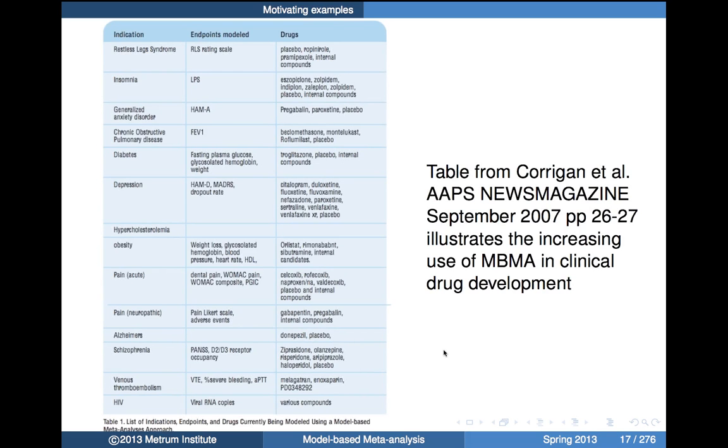This was just to give you some illustration of some of the uses of model-based simulation that have been reported, and actually what you're looking at here is a table from an article that Brian Corrigan did a few years ago that illustrated the increasing use of model-based meta-analysis. Well, this is about 5.5 years ago, and thus it's a bit long in the tooth. If you actually take a look now, both in published literature as well as things like abstracts and things like PAGE and ACOP, you'll see that the list is much longer at this point.